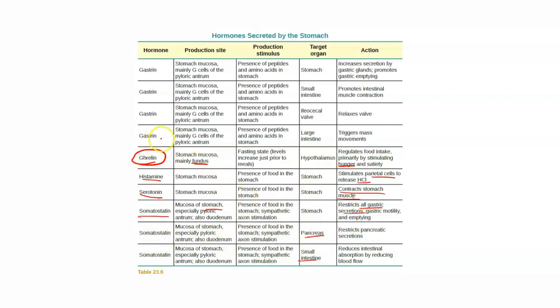Generally, though, what I want you to know from this table is what ghrelin does, and then also what gastrin does. And generally speaking, gastrin increases the motility of the food that's being digested.